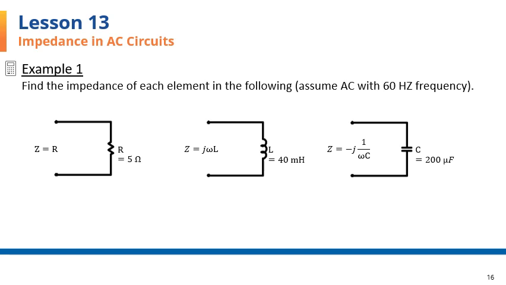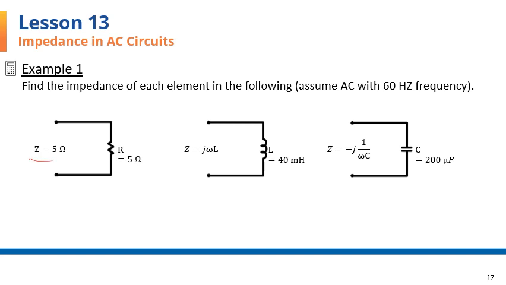In this first example, we are given the value of a resistance in ohms, an inductor in millihenries, and a capacitor in microfarads. We are asked to find the impedance of each, assuming that they are to be part of an AC system with a frequency of 60 Hz. The answer for the first element from the left is immediate and is independent of the frequency. It is just 5 ohms. You can see that here, Z equals 5 ohms.